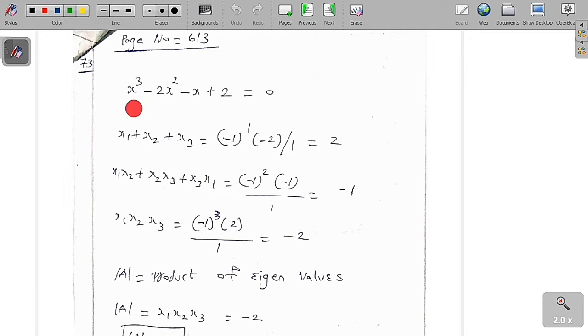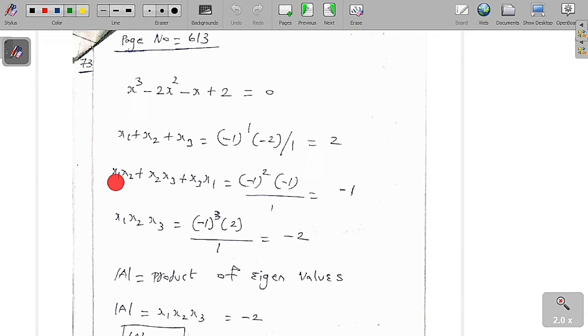For third order, definitely an equation of degree 3 will have 3 roots. Now the sum of the roots, x1 plus x2 plus x3, is equal to minus 1 to the power of 1 into the coefficient of x to the power of 3 minus 1, divided by the coefficient of x cube. The coefficient of x square is minus 2, so minus 2 by 1. If you solve this one, we are going to get plus 2.